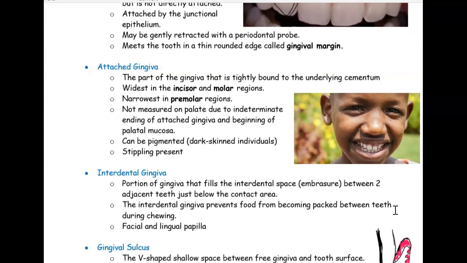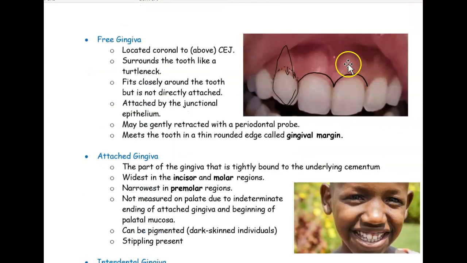All right, now your attached gingiva is this area over here. What's interesting about the attached gingiva is that we know it's stuck onto the tooth, onto the cementum that's underlying the tooth. And it's widest in the incisor and molar area. So like this to this, it's pretty wide. But if I go to the premolar area, which we cannot see, but imagine the premolar area is over here, it's more narrow. So it's widest in the incisor and also the molar area, which is further back.